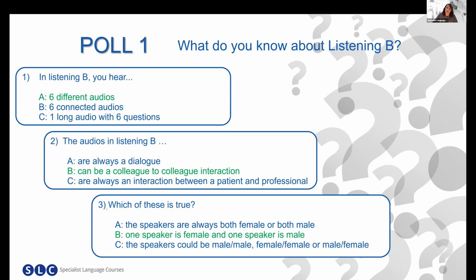Now, in question 3, this is interesting. When it is a dialogue and there are 2 speakers, then one speaker is female and one speaker is male. This is to enable you to differentiate between the 2 people that you're listening to. So you should always have one female and one male speaker when there is a dialogue between 2 people.